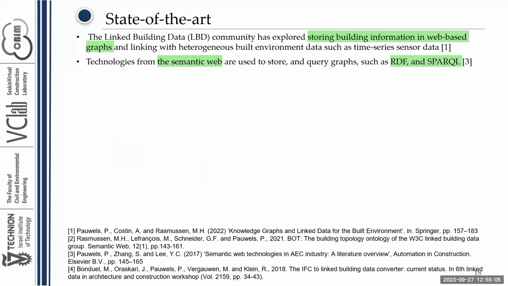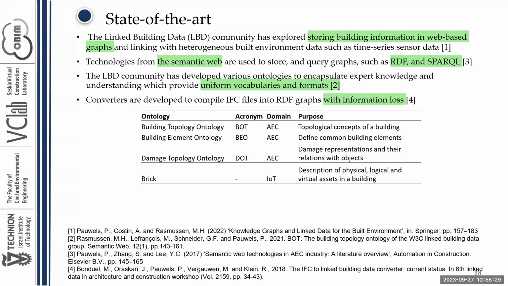The linked building data community has explored storing building information in web-based graphs and linking the BIM graphs with heterogeneous data, such as sensor data. They bring a lot of technologies from the semantic web domain, such as RDF and SPARQL, trying to compile, link, and store data. Additionally, they also constructed a series of ontologies which encapsulate the common understanding from users and provide uniform vocabularies and formats to compile the graph.